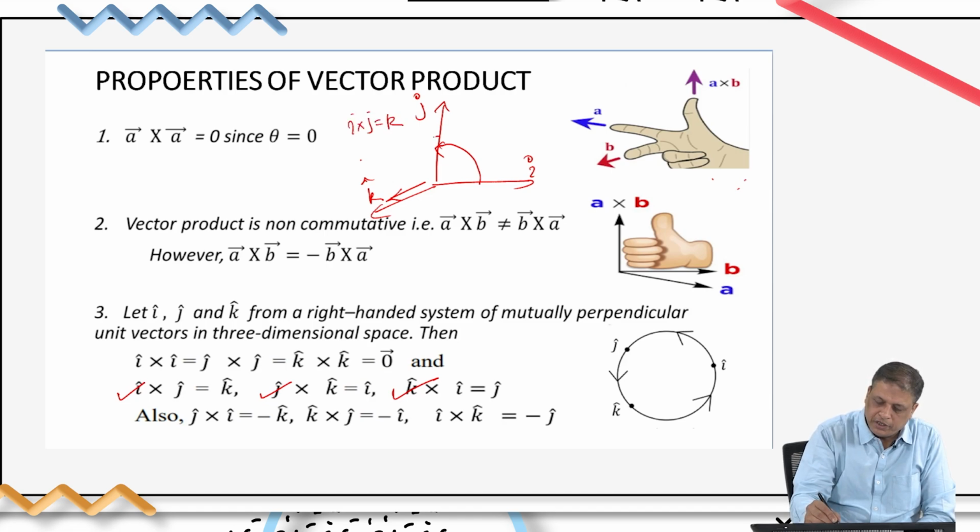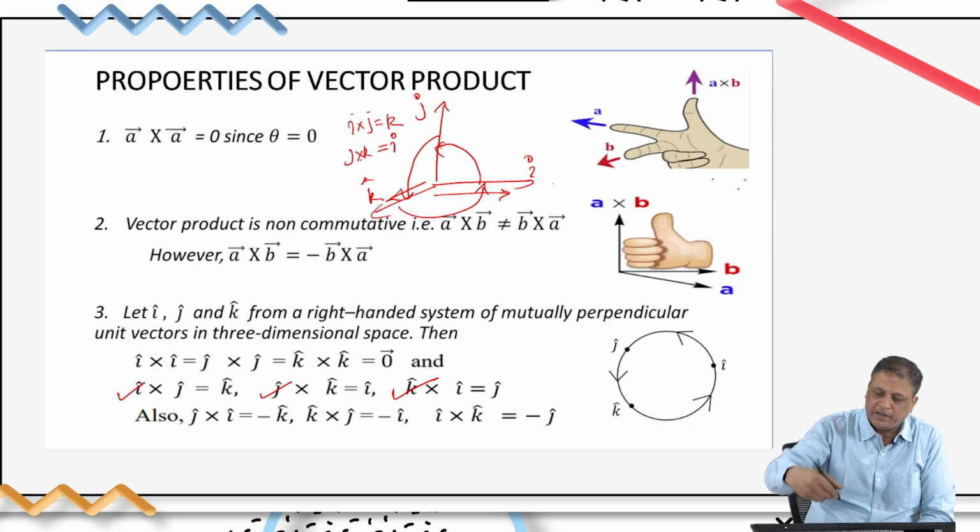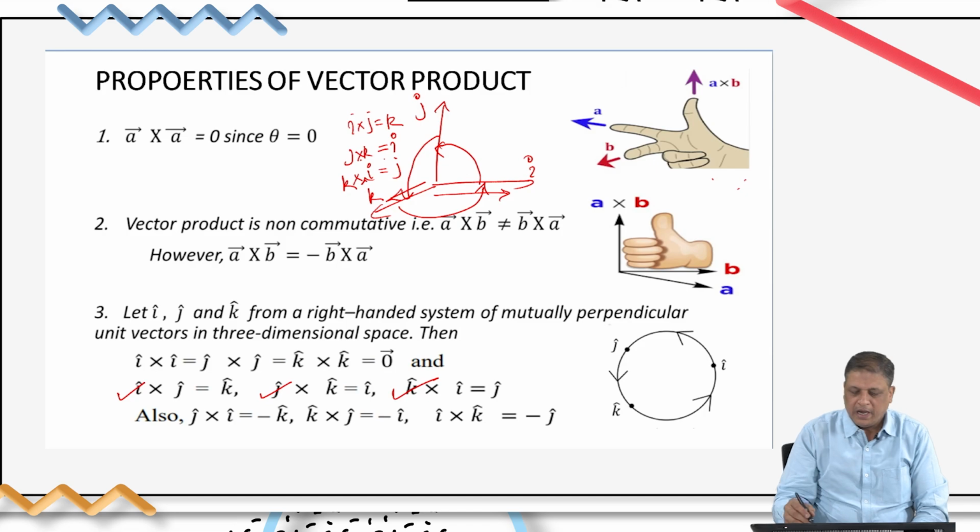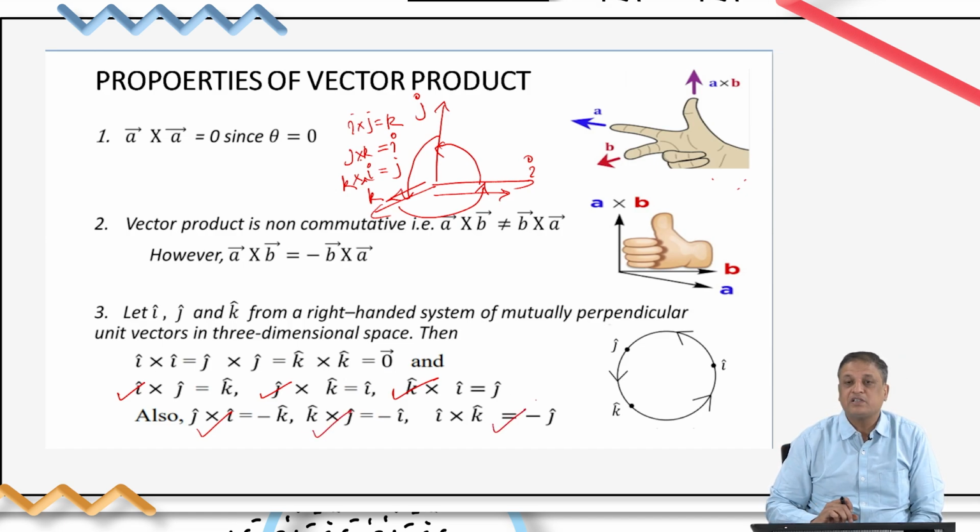If I move from j to k anti-clockwise, the movement of the pen will be towards i. So, j cross k will be equal to i. Similarly, if I move from k to i in anti-clockwise direction, then k cross i will be equal to j. And if the direction is j cross i, then it is towards negative k, away from me. K cross j means the negative i axis, and i cross k is the negative j axis.